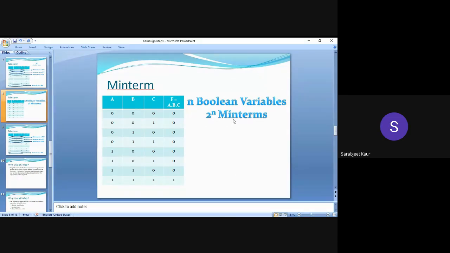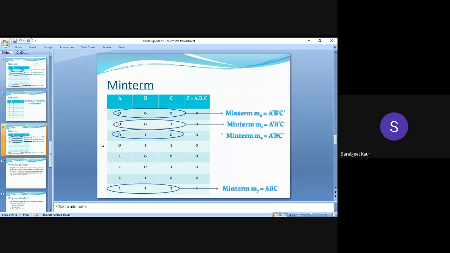How many squares in a 4 variable Karnaugh map? 16. 2 raised to the power of 4 is equal to 16. Is this clear? Yes, ma'am. Okay, right.